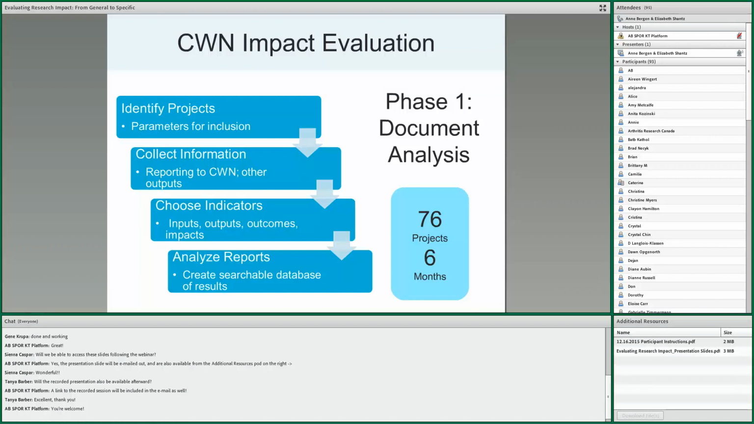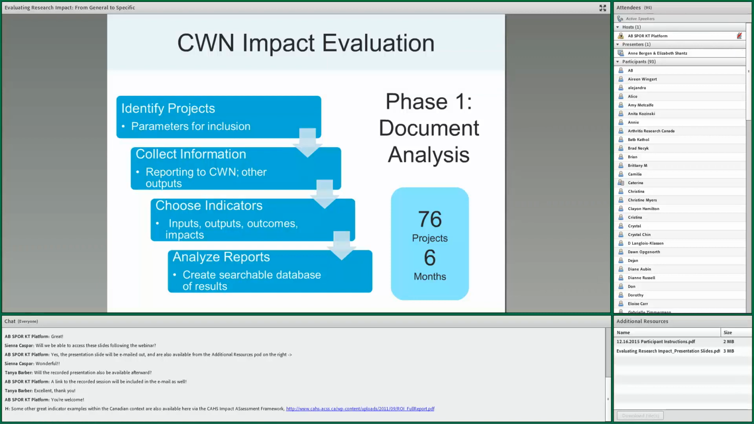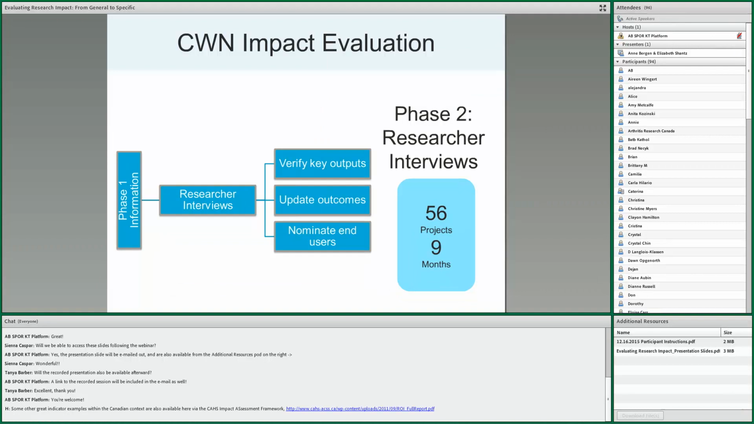We gathered all of the yearly project reports and any other publications or outputs that we knew about, and we analyzed and coded them to gather information on our indicators. So that included outputs, inputs, and outcomes where we had that outcome information. And we input all of these results into a searchable database. And this entire process took just over 6 months, and it let us gather information on 76 projects.